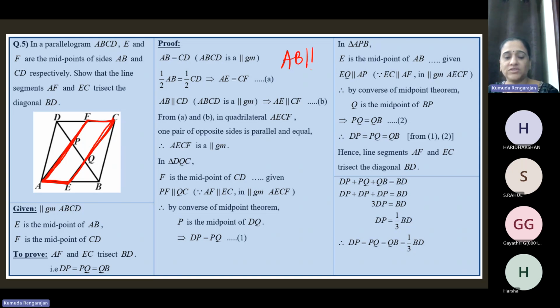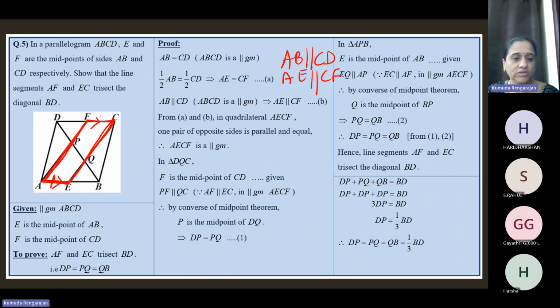AB is parallel to CD, correct? Is AB parallel to CD? Yes, because ABCD is a parallelogram. Then is AE a part of AB? Yes, AE is a part of AB. And is CF a part of CD? Yes. So if AB is parallel to CD, a part of AB, which is AE, is definitely parallel to a part of CD, which is CF. So parallel.